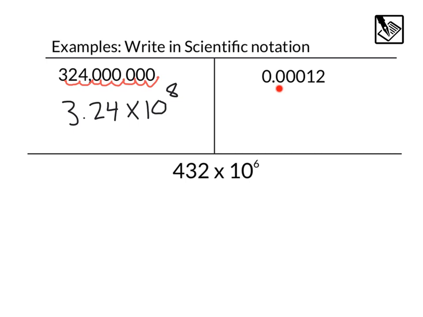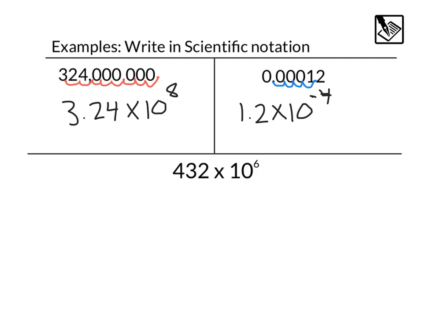Next example, we've got 0.00012. This is a small number, so we want to take our decimal point here and say 1, 2, 3, 4 spaces to get one digit in front. And that would give us 1.2 times 10. And since this is a small number, we're going to have an exponent that is a negative. Remember, negative exponents flip, like division. So that would be negative 1, 2, 3, 4, to the negative 4th power. So 1.2 times 10 to the negative 4. If we did 1.2 divided by 10, divided by 10, divided by 10, divided by 10, we'd get back to where we started.